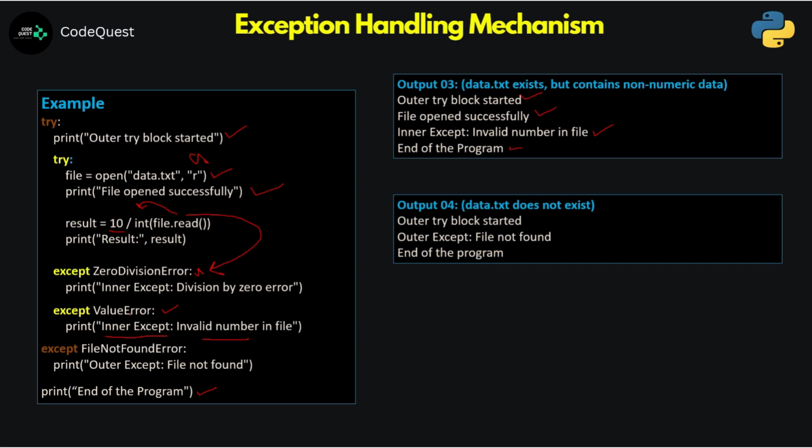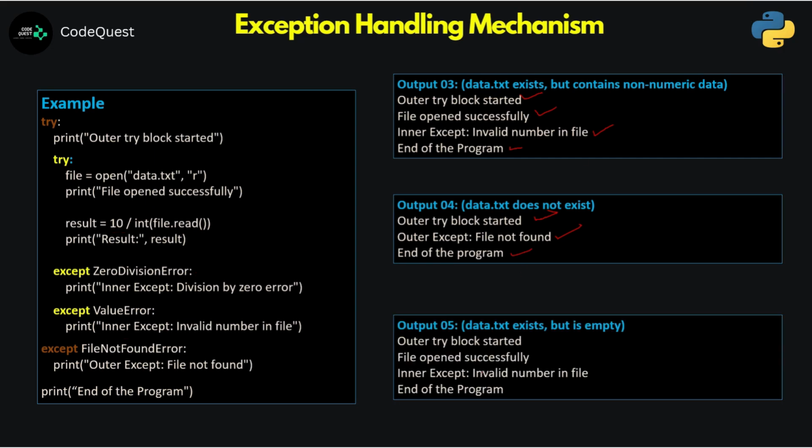ZeroDivisionError and ValueError do not match the type of exception that has been raised. So the inner try-except block is unable to handle the exception. Hence the responsibility comes to the outer except block, which is holding the FileNotFoundError exception class. So I get the message outer except file not found. The outer try block started, this has given an exception which is not handled by the inner except blocks, hence the outer except block handles it, and of course the end of the program.